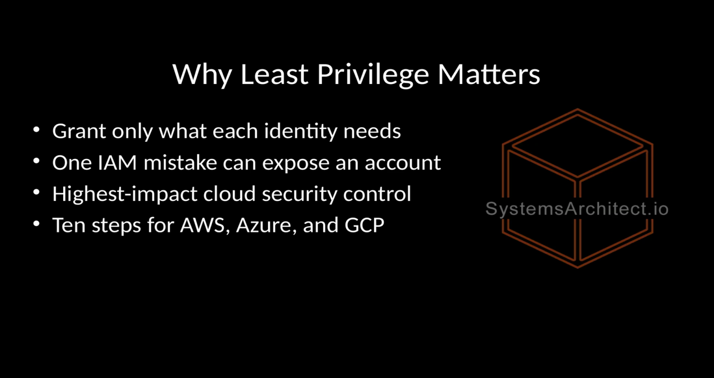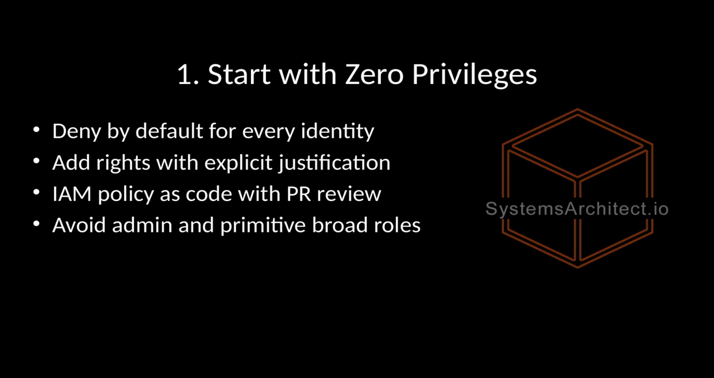These 10 practices turn least privilege from a slogan into an operating system for cloud access. First, start every identity with zero privileges. Add permissions explicitly as needed rather than starting broad and promising to tighten later. That later almost never arrives. Temporary admin sticks. In 6 months, you have dozens of service accounts with full administrator rights.